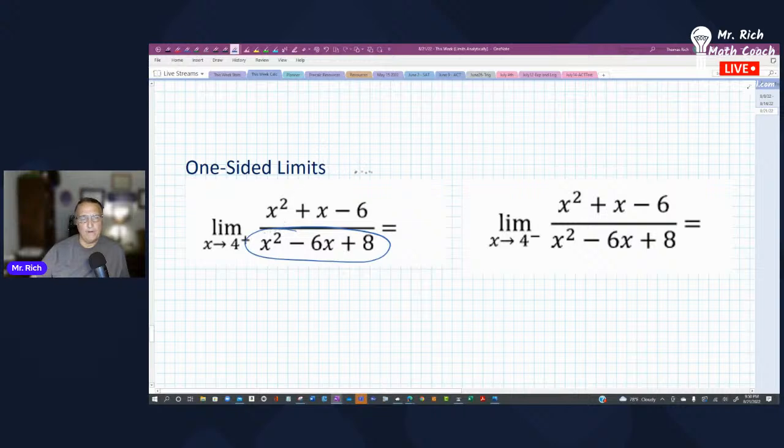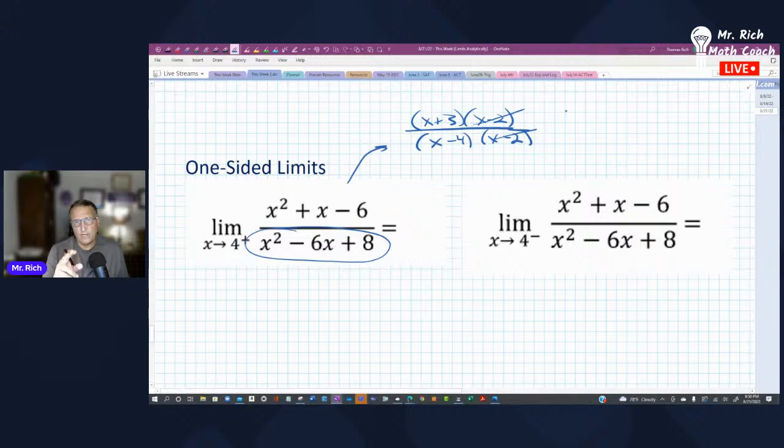Now, if I write this in factored form, and if I just consider what this is, being x plus 3, x minus 2, and this being x minus 4, x minus 2, right? We've already looked at this and we realized that there's a hole at x equals 2, and then there's a vertical asymptote at x equals 4.